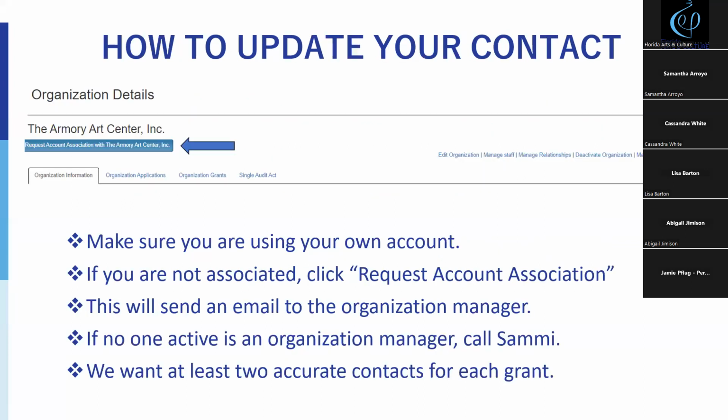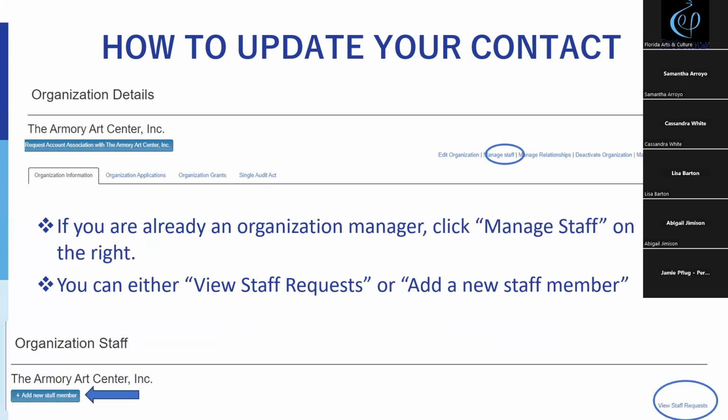We would also like you to ensure that your contact person for the endowment is up to date. To do this, go to the DOS grant site and search for your organization. Make sure that you log in using your own account. If you don't have a personal DOS grants account, you can easily create one. Once you've searched your organization, click on the details button. If you are not associated, click the Request Account Association button. This will send an email to the organization manager prompting them to approve you. If no one active is an organization manager, call Sammy. She can get you fixed up. We want at least 2 accurate contacts for each endowment.